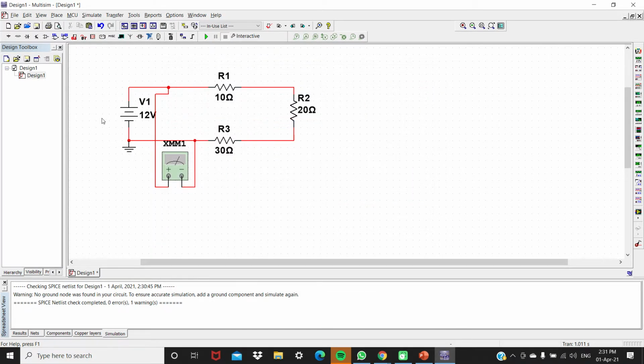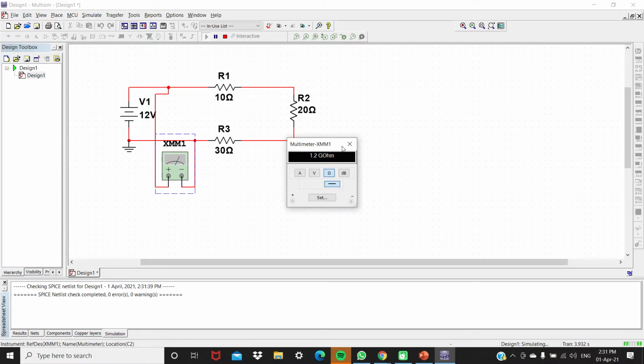And then you can run it. Click that play button to get the circuit running. So how do we know it's actually running? Zero error, zero warning. Okay, now what's the resistance? You got something like 1.2 giga ohm. Wow.